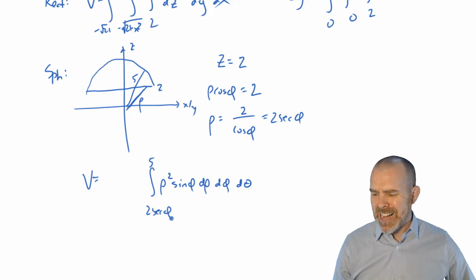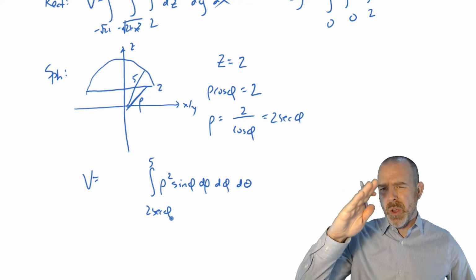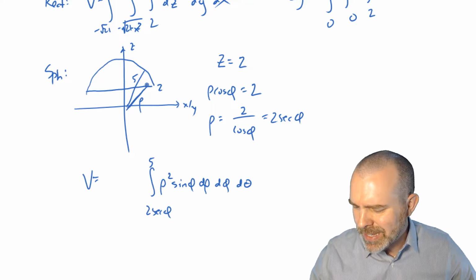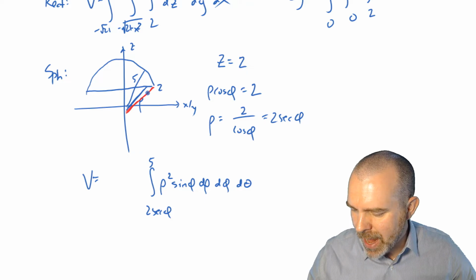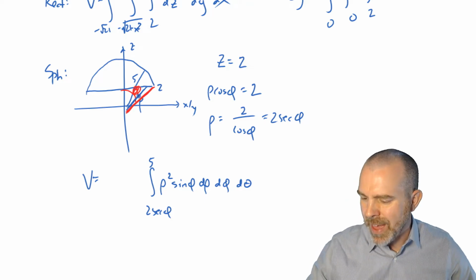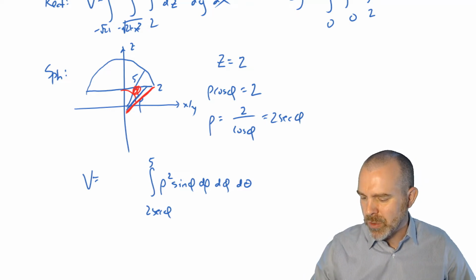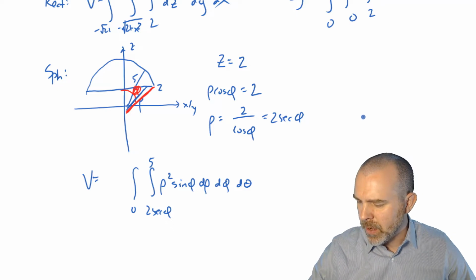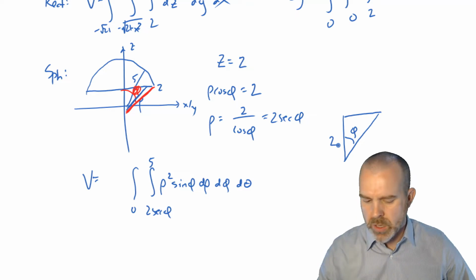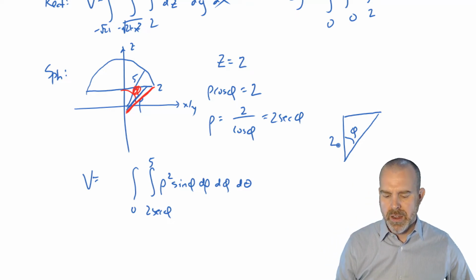Phi itself starts at 0 and will go down until that edge, whatever that phi is, phi not theta, that's the maximum it'll get to. So phi starts at 0, and let's take a look at that one. Here we have phi, and then this will be 2, and what else?